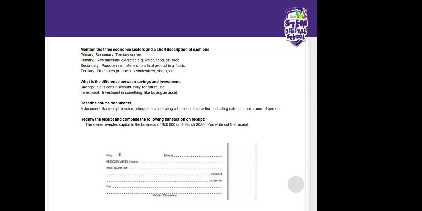So again, it's 1 mark each. What is the difference between savings and investment? Savings is when you set a certain amount away for future use, you don't touch it. Investment is when you invest money in something like buying an asset, for instance. So there's another 2 marks there.